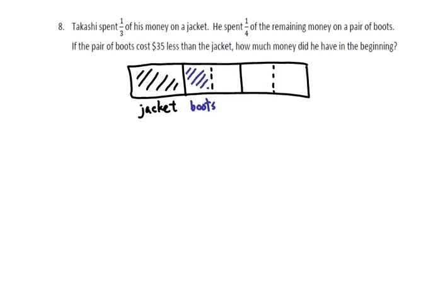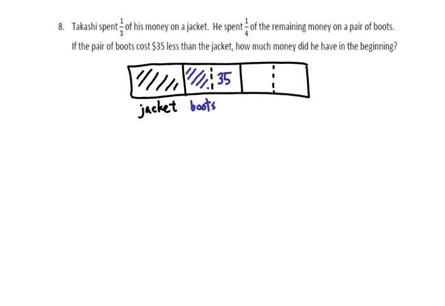And 1/4 of the remaining money was spent on a pair of boots. So if you notice, the jacket really cost 1/3, whereas the boots were a half of a third. Another way of saying that is that the jacket cost twice as much as the boots. So since the boots cost $35 less than the jacket, then we should say that the boots plus $35 equals the jacket. And since the jacket is 1/3, then the boots plus whatever's left over in that third should equal the same as the jacket.